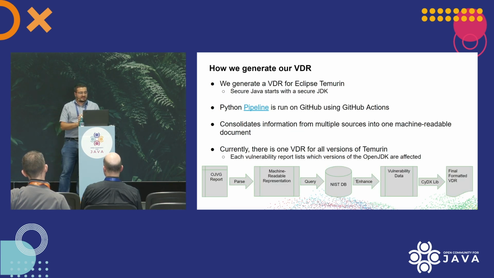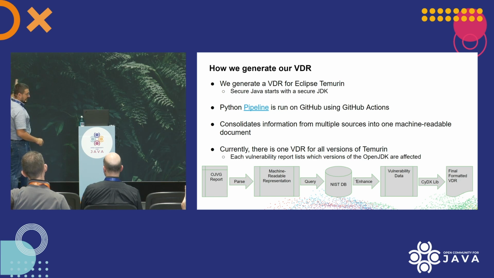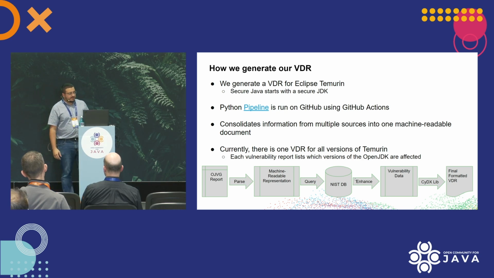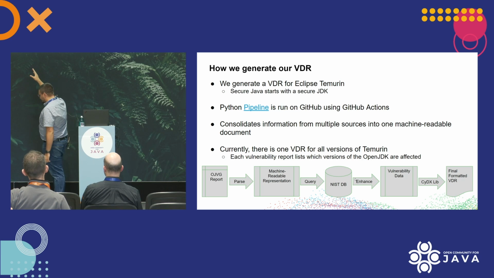So the VDR, basically, we generate this VDR for Eclipse Temurin. We start over here, right? There is this group called the OpenJDK Vulnerability Group. And this group produces a report. I believe it's approximately every 3 months with the new JDK release. And it says, here's all the vulnerabilities we found in prior versions, and we fixed them. And basically, this contains CVEs. The problem is this is a website I'll show you later. So we have to parse that and turn that into a machine-readable representation.